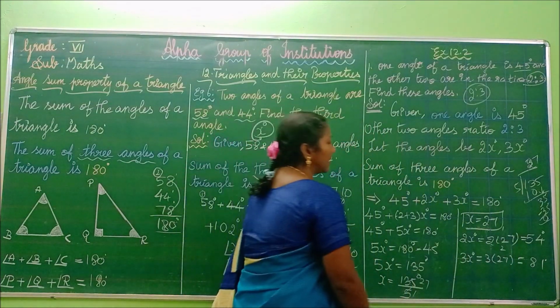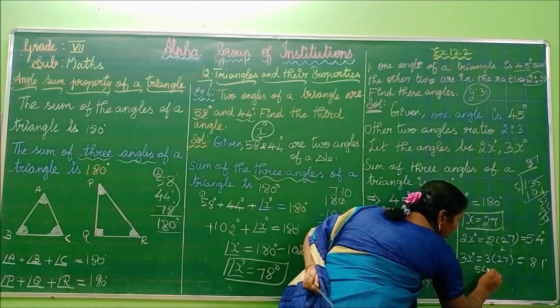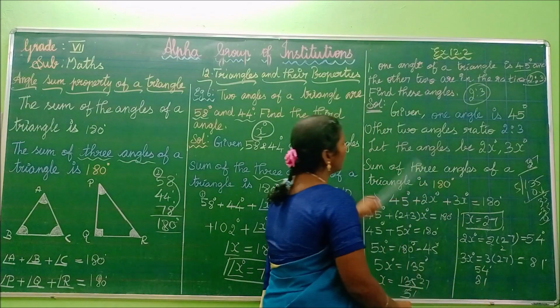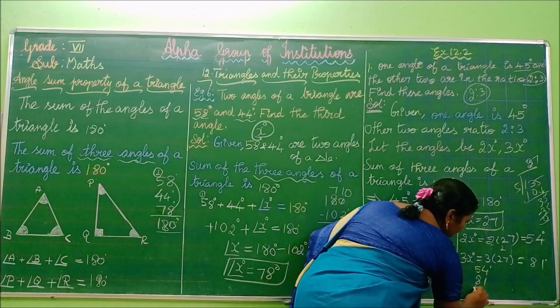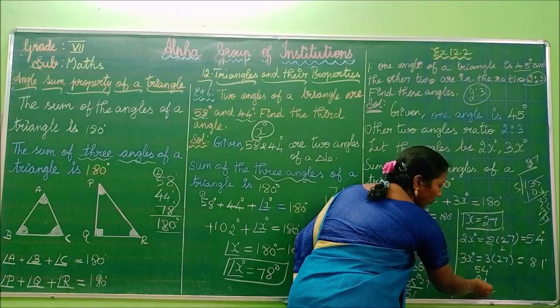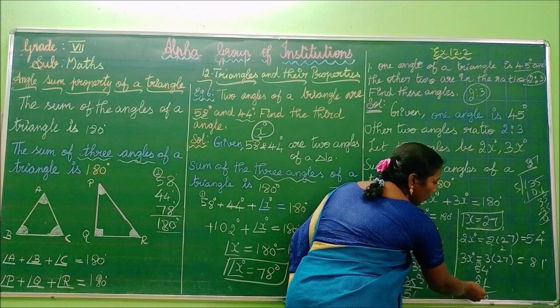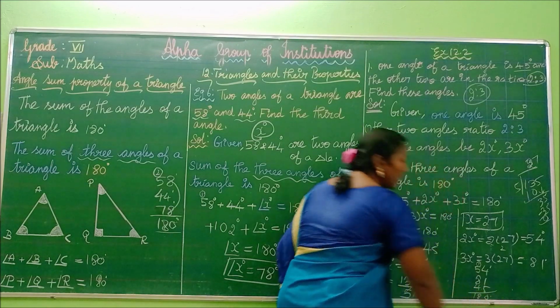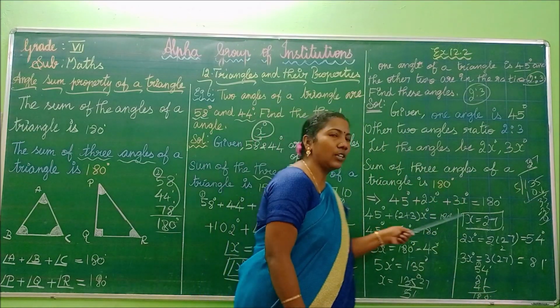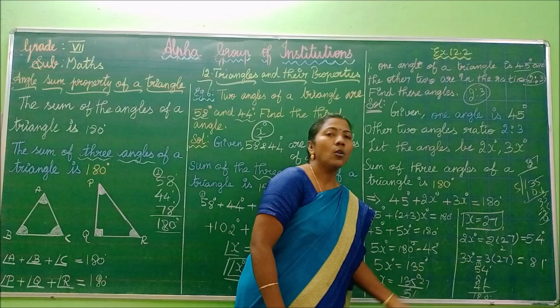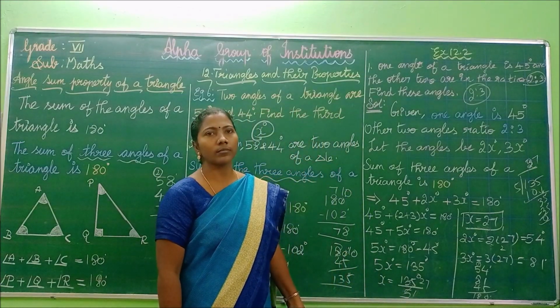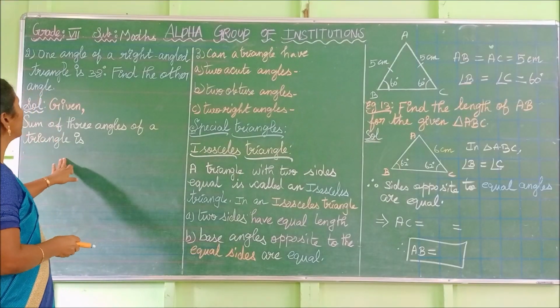Let us check our answer. 54, 81. What is the next angle? 45. If you add, 4 plus 1 is 5, 5 plus 5 is 10, remember 1, 5 plus 1 is 6, 6 plus 4 is 10, 10 plus 8 is 180. Thus, if you add three angles of a triangle, you get the answer 180 degrees. Clear? Next, children, we are going to see the second sum.